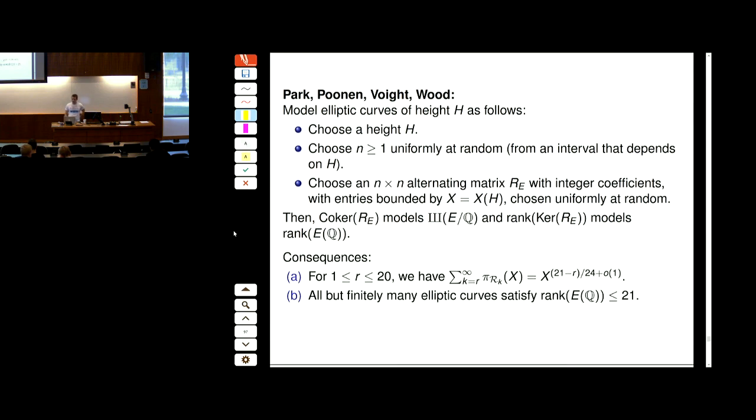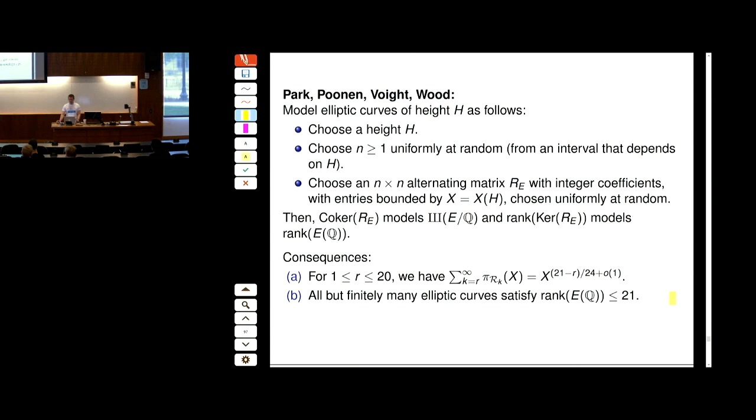And then they get things like this. Out of their model, some of the consequences are that they get a heuristic for the density of elliptic curves of rank at least r, which grows like this. And then once you go up to 21, all of a sudden this becomes just 0. They expect that all but finitely many elliptic curves satisfy that the rank is less than or equal to 21. Now that's curious because we do already have examples of ranks beyond 21, but it might be that Elkies' example is one out of finitely many such examples of elliptic curves of rank higher than 21.